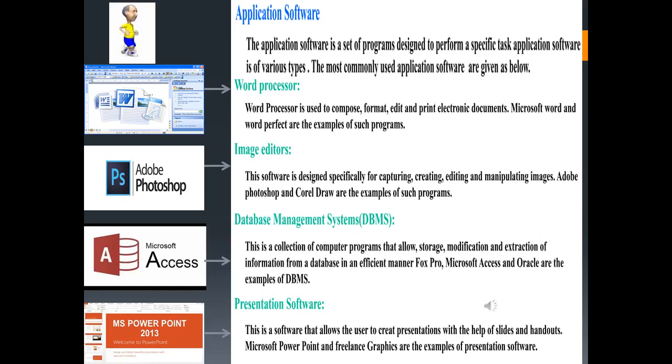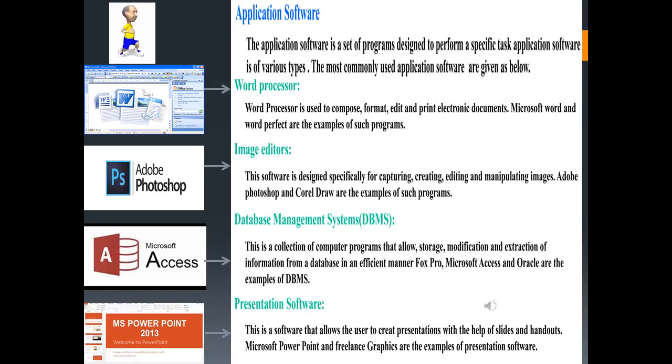Application software contains a set of programs to perform a specific task for applications present in software. Some of the application software are word processor, image editors, database management system and presentation software. In a word processor, it is easy to compose, format, edit and print electronic documents. For example, Microsoft Word. Next one is image editors.